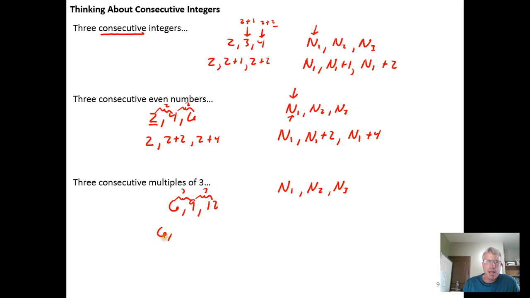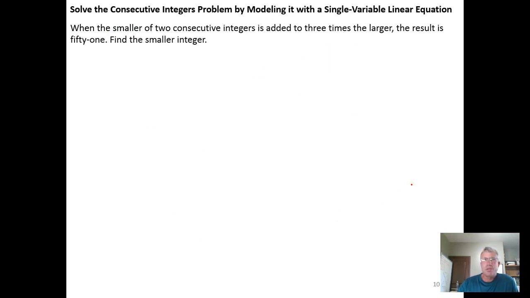I could say, hey, I have the number 6, 6 plus 3, and I have the number 6 plus 6. So in the generic case, I would say, hey, I have the first multiple of 3. To get the next multiple of 3 in line, I'm just going to add 3 to the previous one. And to get the third multiple of 3, that's consecutive relative to the first, I just add 6 to the smallest multiple of 3. So we can use that principle to solve a consecutive integers problem.